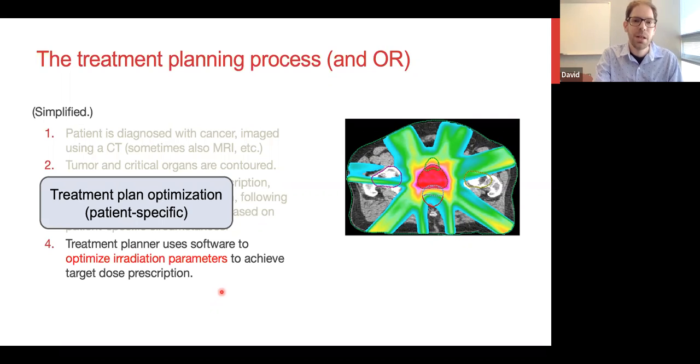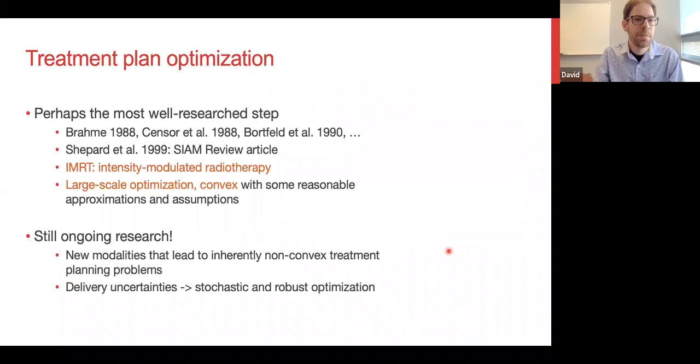So these radiation parameters that we have to optimize here include the intensity profiles for each of the beams and the directions. Altogether they tend to be tens of thousands of variables. So really large scale and challenging, interesting optimization problems that are of course interesting to everyone who works in optimization methodology. And I wanted to just very briefly talk about this, just because this is what we usually mean when we talk about treatment plan optimization.